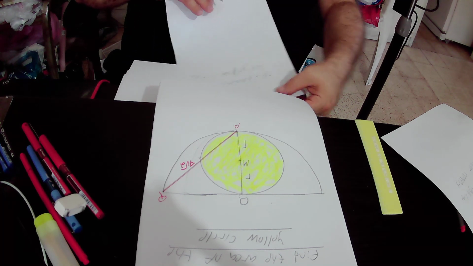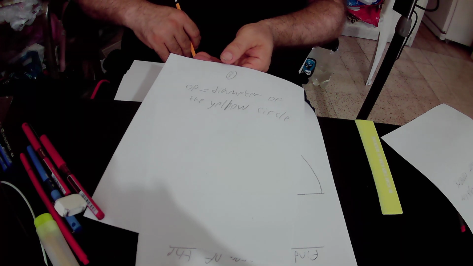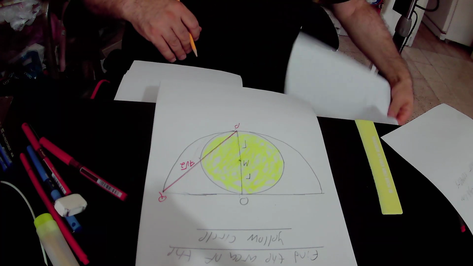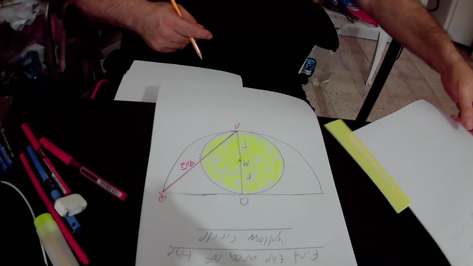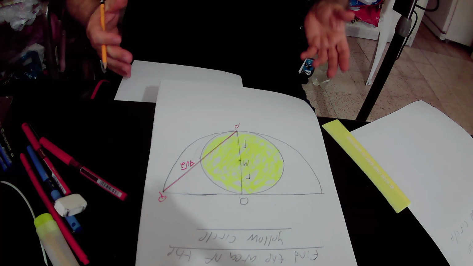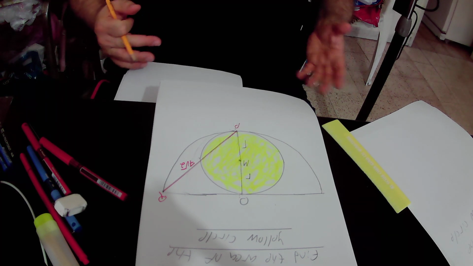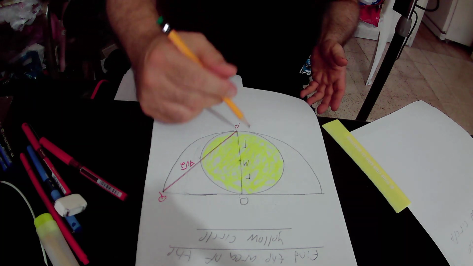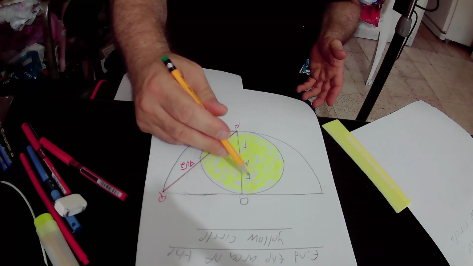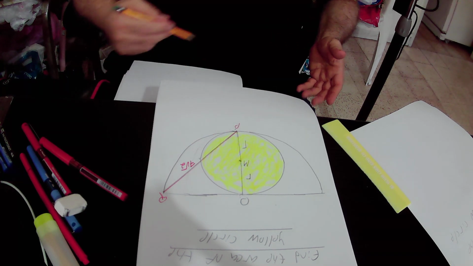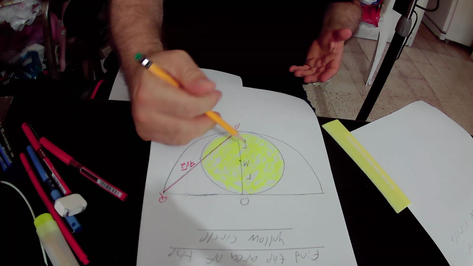Okay, OP equals the diameter of the yellow circle. And anyway, as you already know, the diameter of any circle equals 2 times the radius, and the OP equals 2 times the radius. Okay, for that reason, OP is the diameter of the yellow circle.